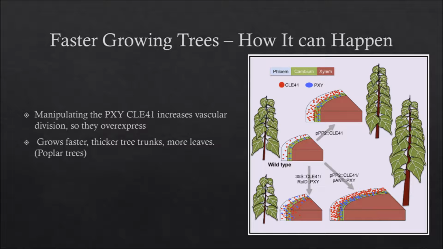First of all, faster growing trees are made by manipulating PXY and CLE41. This increases vascular division, making them more active than original, so they overexpress. The results are the tree growing a lot faster than usual, with thicker tree trunks and more leaves. This experiment was conducted by several universities and scientists using poplar trees or other plants. In this PowerPoint, I used the University of Manchester's research paper as a source.